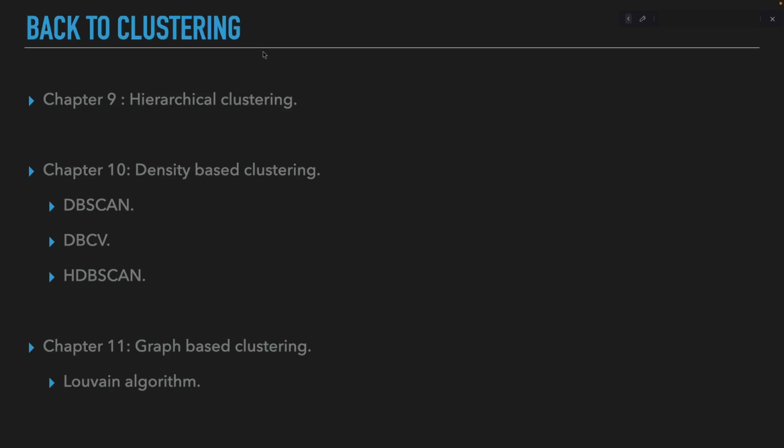After that, we will learn about other clustering algorithms. So in chapter 9, we will learn about hierarchical clustering. In chapter 10, we will introduce density-based clustering, where our main topics will be DBSCAN clustering algorithm, density-based clustering validation, and HDBSCAN clustering algorithm. And in chapter 11, we will learn about graph-based clustering, where we will introduce the Louvain clustering algorithm, and we will learn how to use this algorithm with both graph data and regular data.